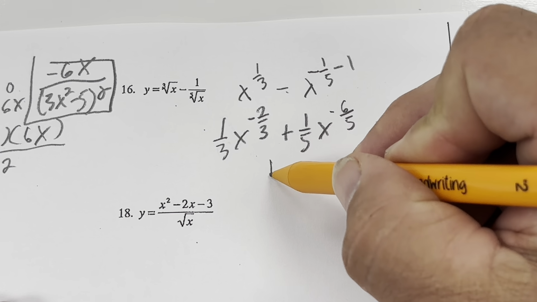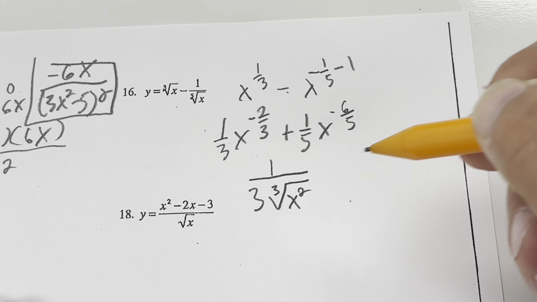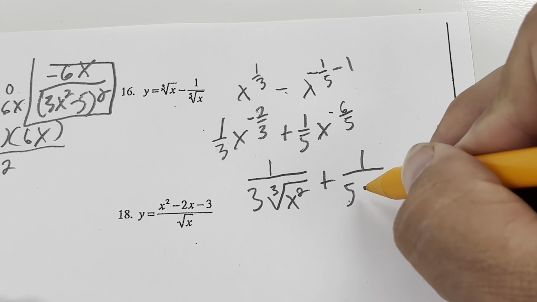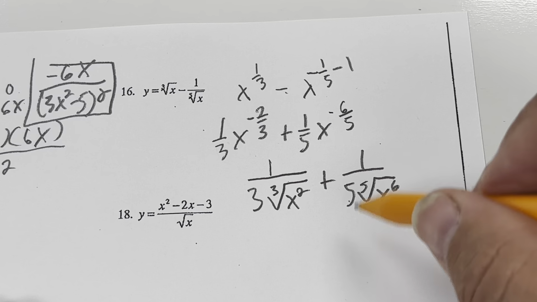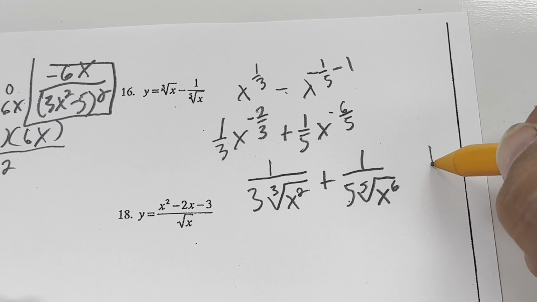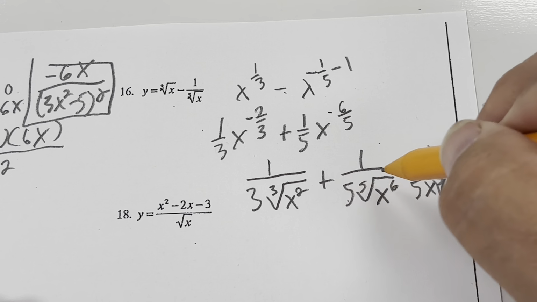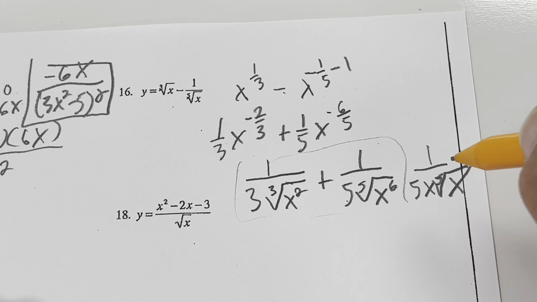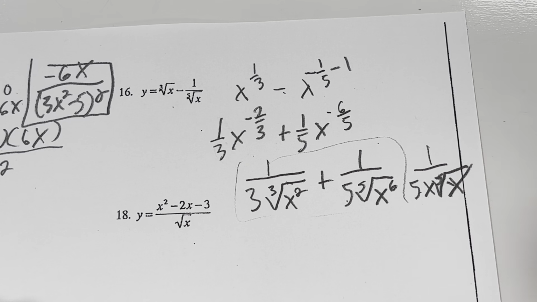So this would be 1 over 3 cube root of x squared plus 1 over 5 5th root of x to the 6th. And they might want us to rewrite this one as 1 over 5x 5th root of x. That's a tough one. So they might let you leave it like this, or they'll have this one and this second one, because that's x to the 5th times x, and x to the 5th can come out.